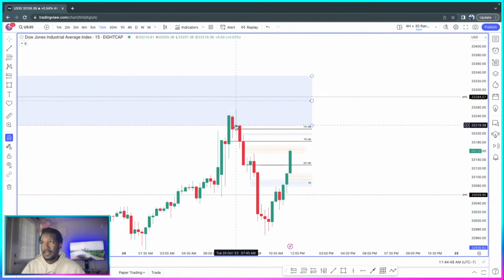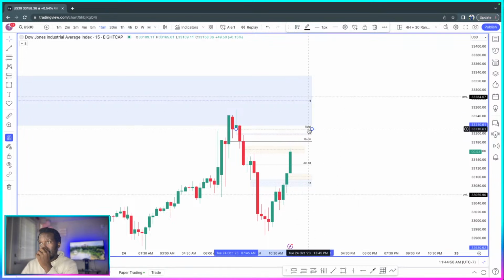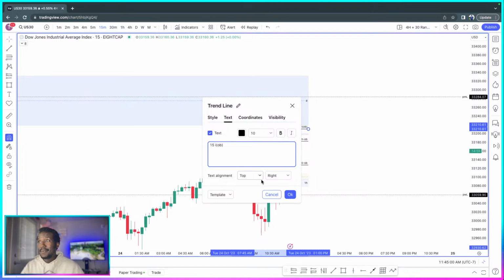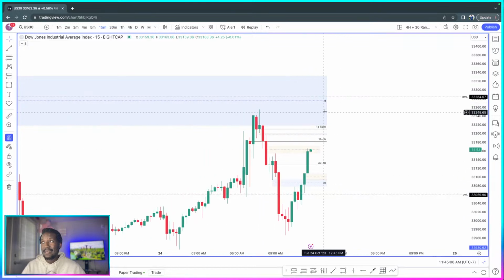You see the body of this up candle is inside the body of this up candle. This one I call an inception order block actually. Let me just name it as I do. And then right at that area we have a 5-minute inefficiency. So this is a nice place for me to see a reaction from. And then the daily whatever this thing is still is just right there.